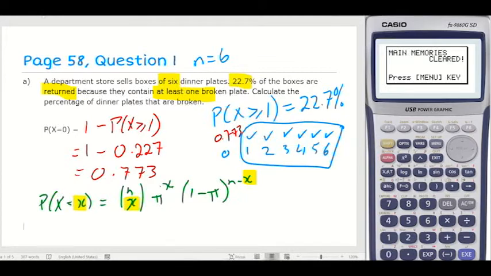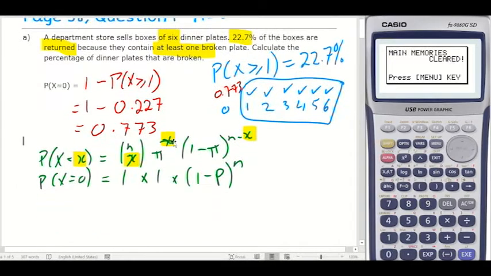Because I'm substituting in x equals 0, this formula is going to simplify. So x equals 0, this first term is going to simplify to 1. Anything to the power of 0 is 1, and I've got 1 minus pi to the power of n, because n minus 0 is n. And instead of the pi, I'm just going to write that as p, because I personally prefer to do p, so students don't get it mixed up with pi, the number 3.14159, all that stuff.